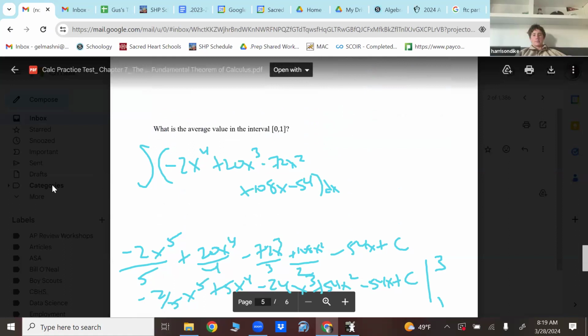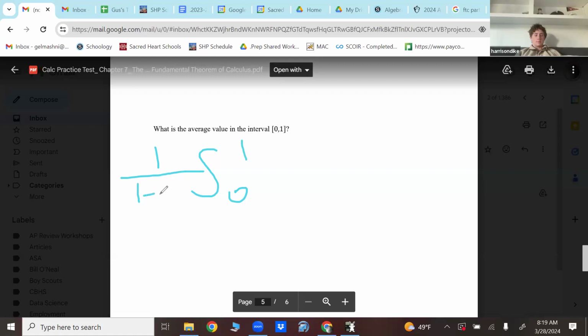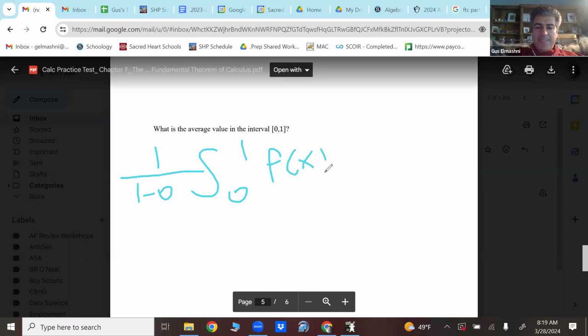And then what's the average value? Do you know the formula for average value? It's just the integral, but you do 1 over b minus a, the limits of integration. The funny thing is that that's just going to be 1 anyway, so it doesn't matter at all. And you just integrate it from 0 to 1.